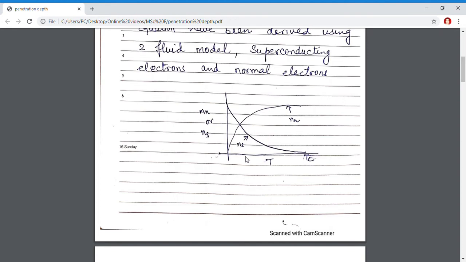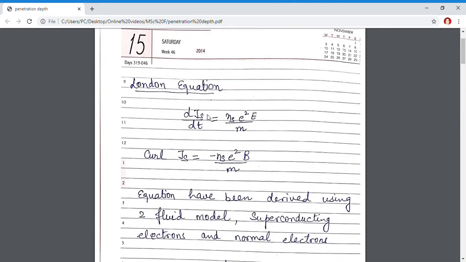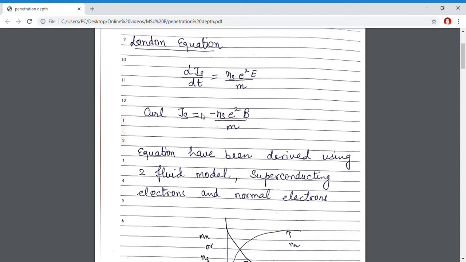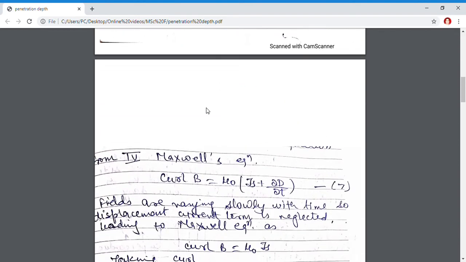But as we know that for superconductors, electrical resistivity is 0. Hence, most of the electrical current will be because of superconducting electrons. Hence, we have used the density of superconducting electrons only. We have ignored normal electrons. Now, these equations are further modified.